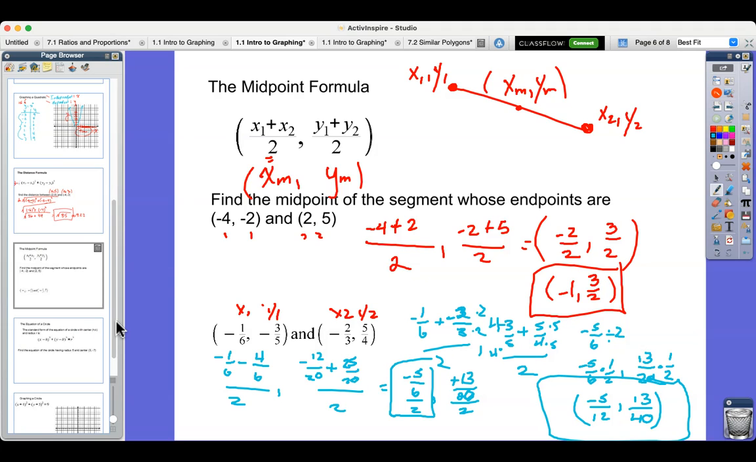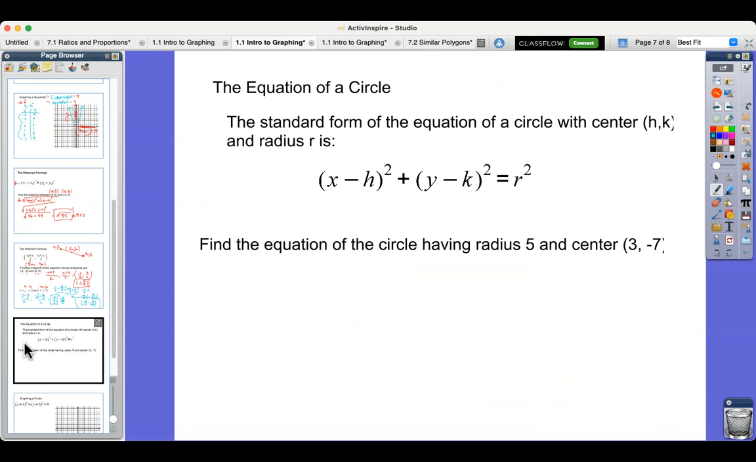Last thing here is the equation of a circle. Now, this is kind of cool. The equation of a circle.